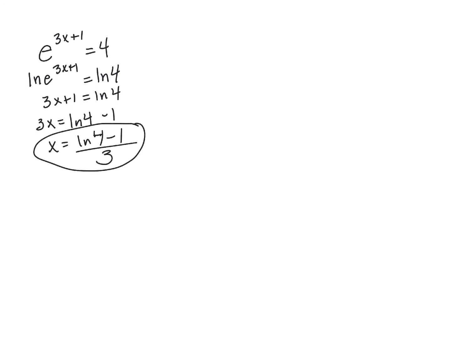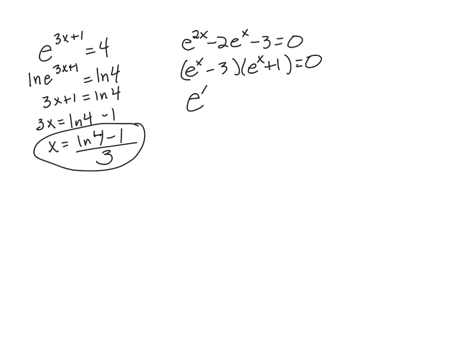There you go. One more that should remind you of something that we did earlier. Notice that these e's have different exponents. And notice also that this e to the x times itself is e to the 2x. That means this guy is quadratic in form. It's e to the x times e to the x. Factors of 3 that subtract to be -2. Set each of these things equal to 0. We get e to the x equals 3 and e to the x equals -1.